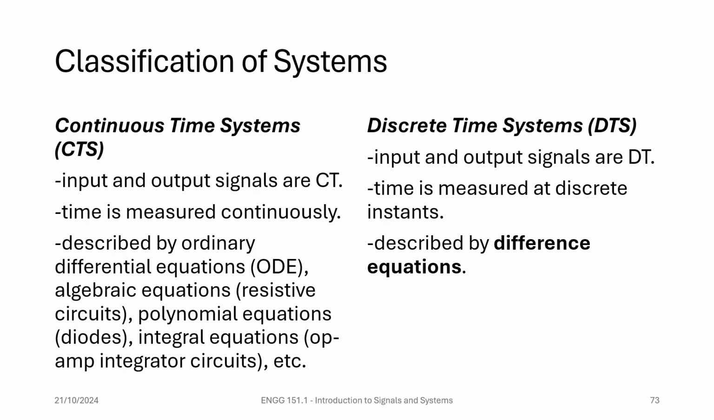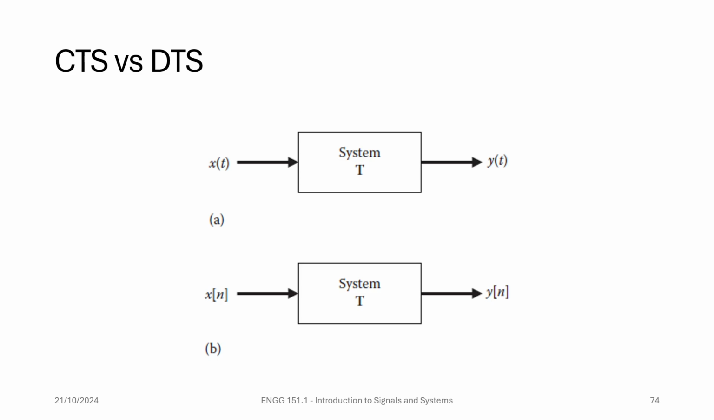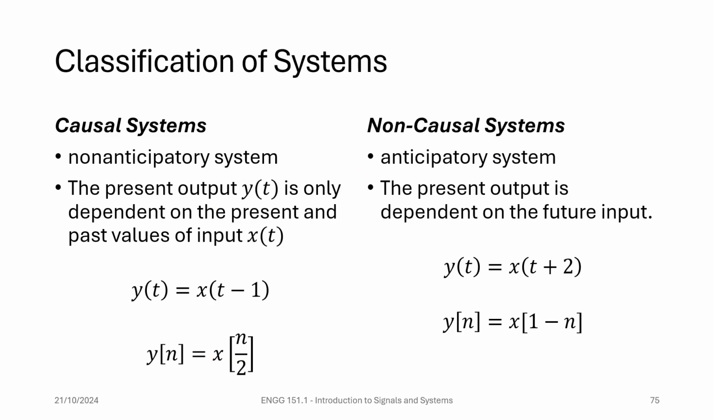All other equations aside from difference equations. Why? Because difference equations are related to discrete time systems. When we say discrete time systems, these are systems that have an input and output of DT signals. And when we talk about DT signals, time is measured at discrete instances or discrete intervals. We are just using the same representation; we only change the input and output. Of course, x of t is CT, x of n is discrete, but the representation of the system is just the same.